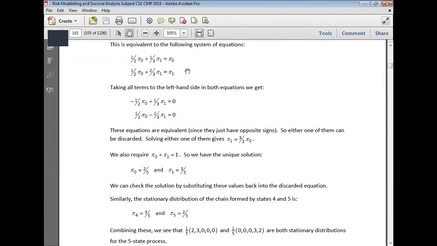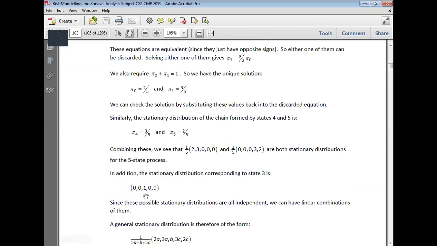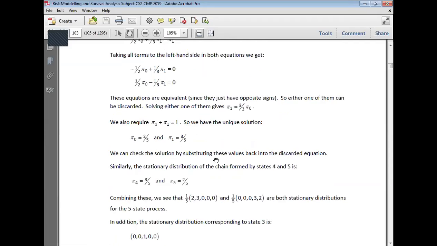If you are at 3, you will be at 3 forever. There's no way you will escape that. It will be 1, right? Exactly right. It will just be 1, because it adds up to 1 and there's nothing else but 1. So you can rewrite it as 0, 0, 1, 0, 0. This is the stationary distribution corresponding to state 3, and this is the stationary distribution corresponding to states 4 and 5.